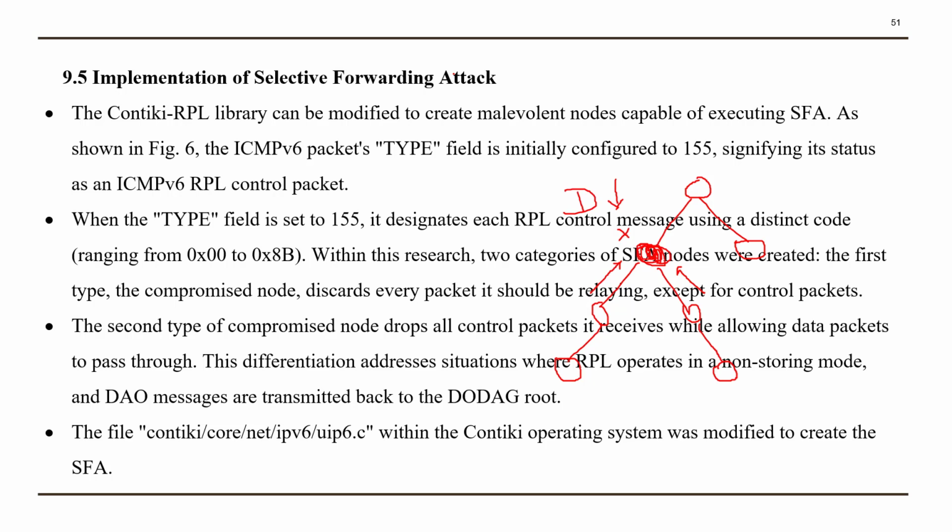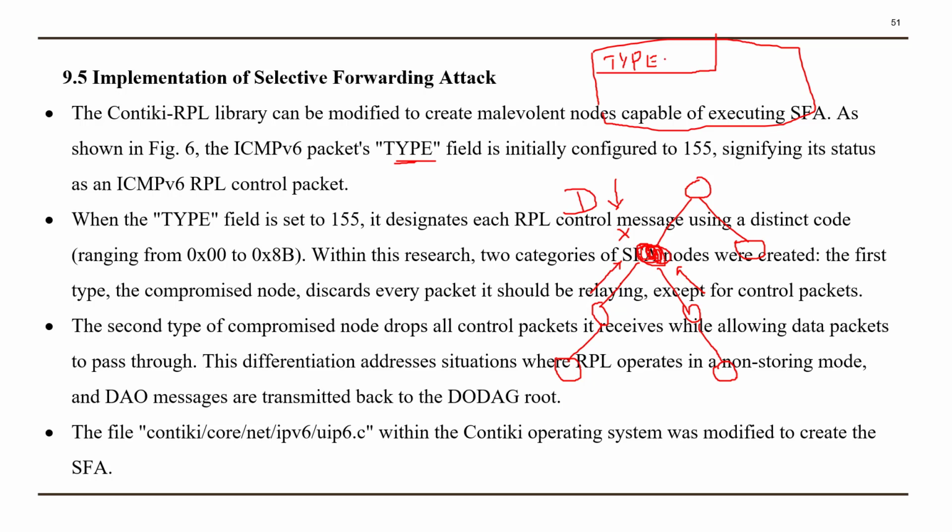How can you find whether a packet is a control packet or a data packet? If a packet is coming, in the packet there is a field available. The name of the field is called type. So type is the name of the field. Now, I'm going to check this type.